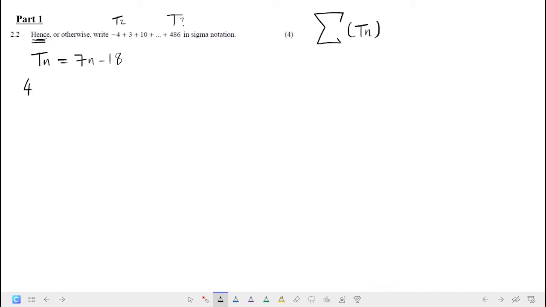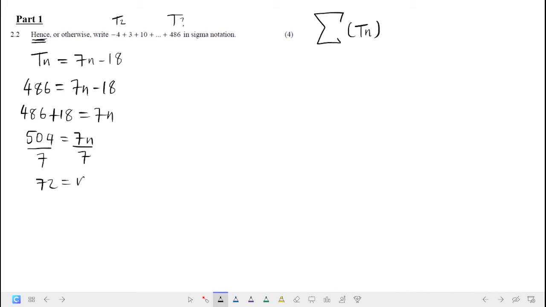So now what we're going to do is find out what position this is. To do that, we're going to substitute: 486 equals 7n minus 18, right? So now we're going to say 486 plus 18 is equal to 7n. When you press this on your calculator, you're going to get 504, which is equal to 7n. When you divide both sides, you will see that 72 is equal to n, right? So this value here is T72.